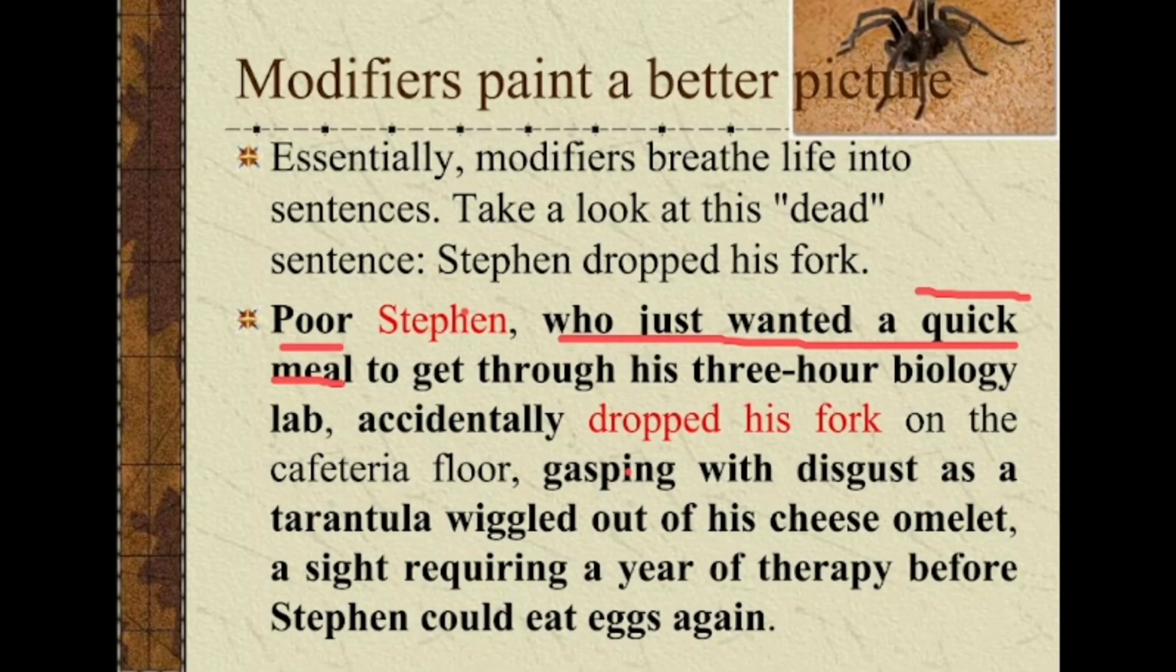So, in this sentence, first of all, Stephen wanted to get a quick meal because he has a 3-hour-long biology lab class. And during that time, he dropped his fork.